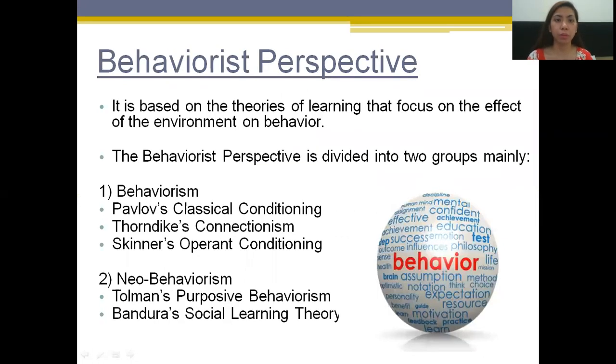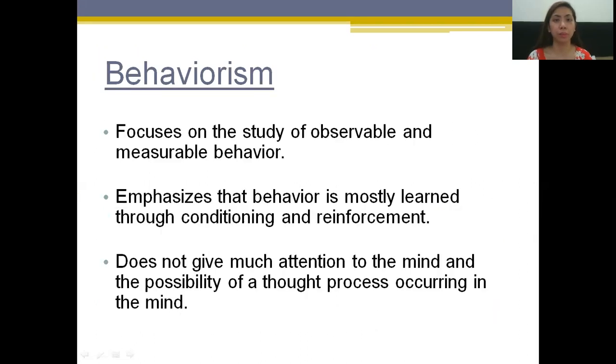The behaviorist perspective is based on the theories of learning that focus on the effect of the environment on behavior. It is divided into 2 groups, mainly behaviorism and neo-behaviorism. The theories that fall under behaviorism include Pavlov's classical conditioning, Thorndike's connectionism, and Skinner's operant conditioning, while the theories that fall under neo-behaviorism include Tolman's purposive behaviorism and Bandura's social learning theory.